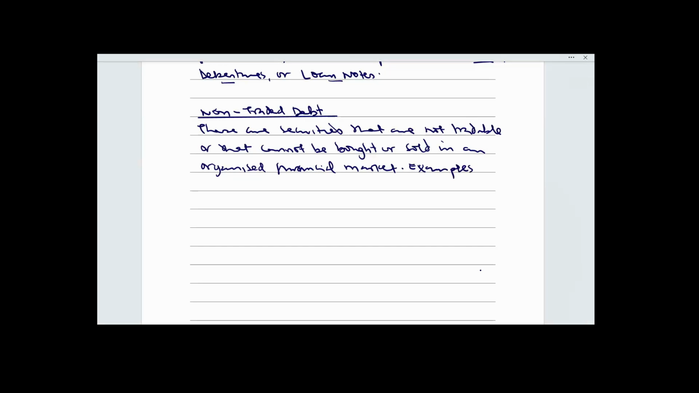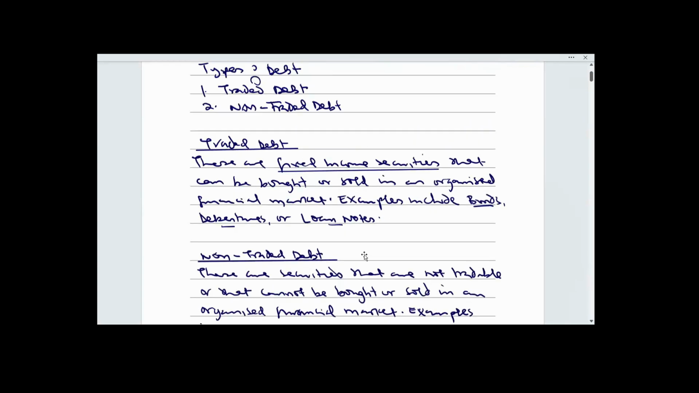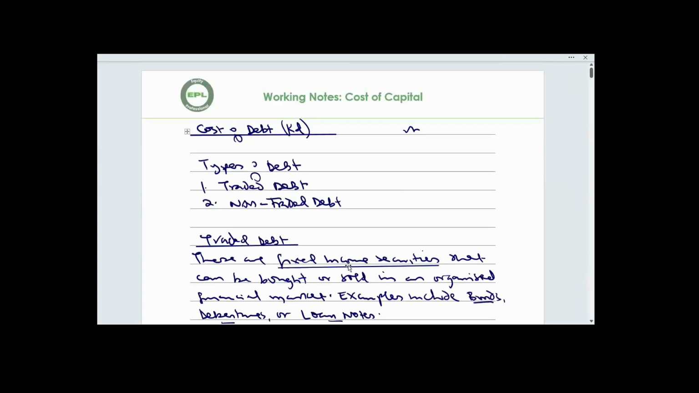Examples include bank loan, promissory note, and overdraft. So these are the two key examples of traded and non-traded debt. So that's that. Now we have talked about types of debts.